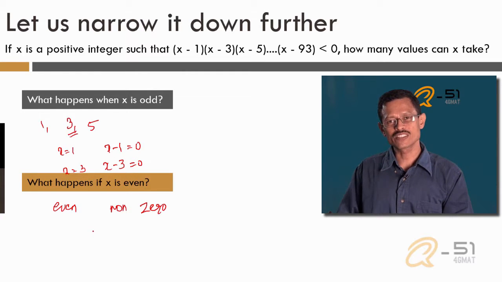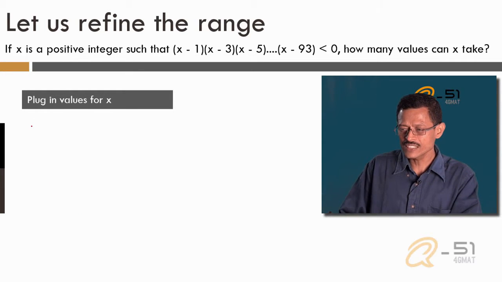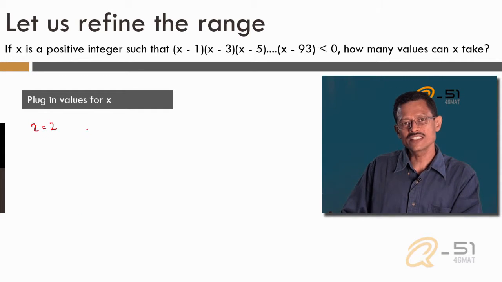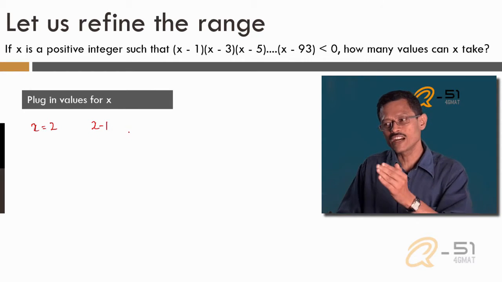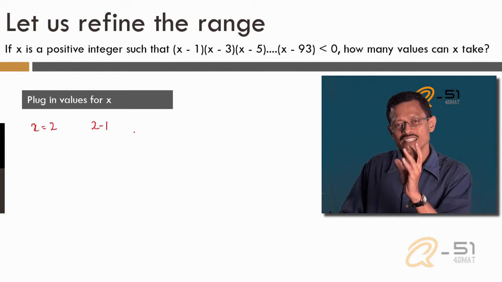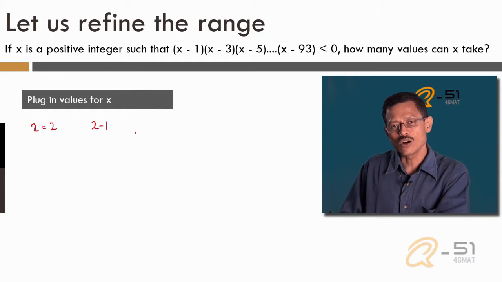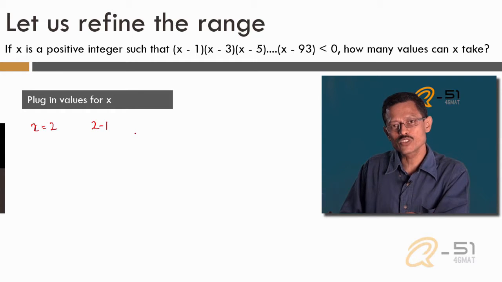The next obvious step is to basically plug in some values. Let's see what happens. We start with x equal to 2. When x is equal to 2, x minus 1 is going to be positive. I'll write the number of terms that are going to be positive. And how many values do we have beyond x minus 1, which all could be negative? Starting from x minus 3, x minus 5, x minus 7, all the way up to x minus 93, all these numbers are going to be negative. To start with, how many such numbers do we have?